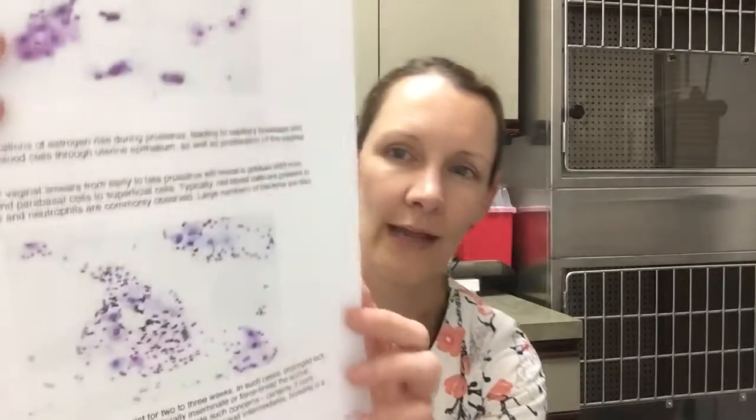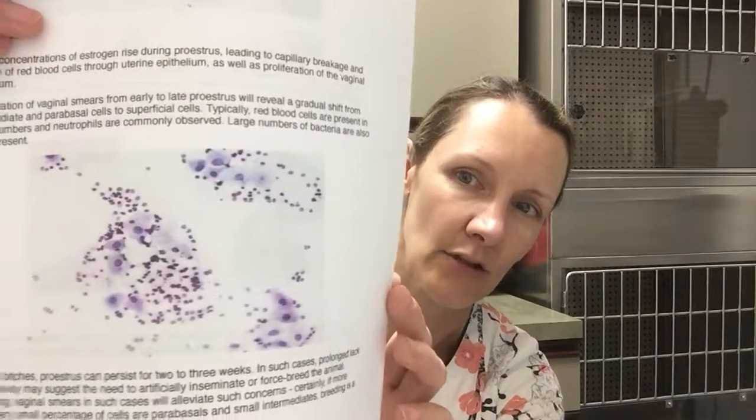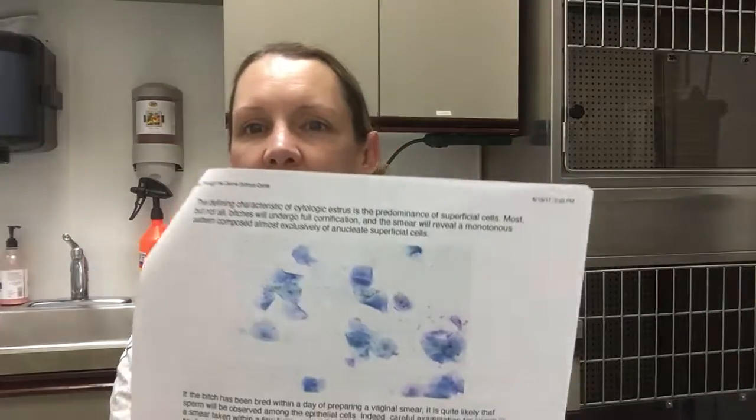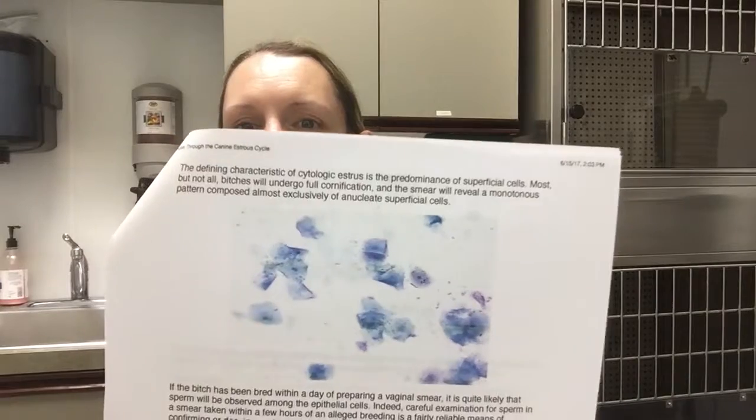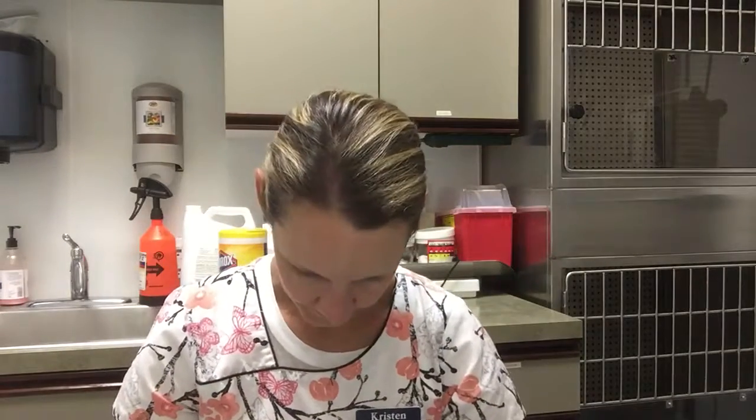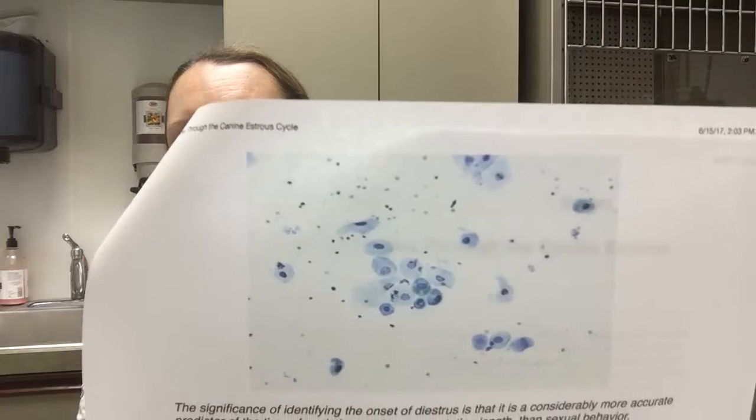Proestrus is going to look more like this. You see the large numbers of bacteria present. Estrus is going to look like this. These cells are really easy to spot. Okay. And diestrus looks like this. Okay. And that actually concludes task number 13.